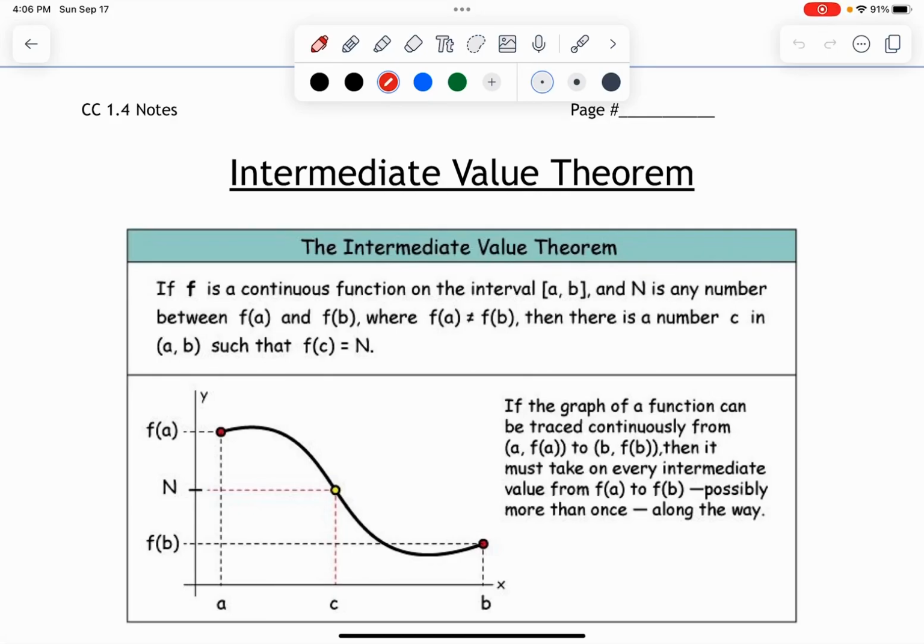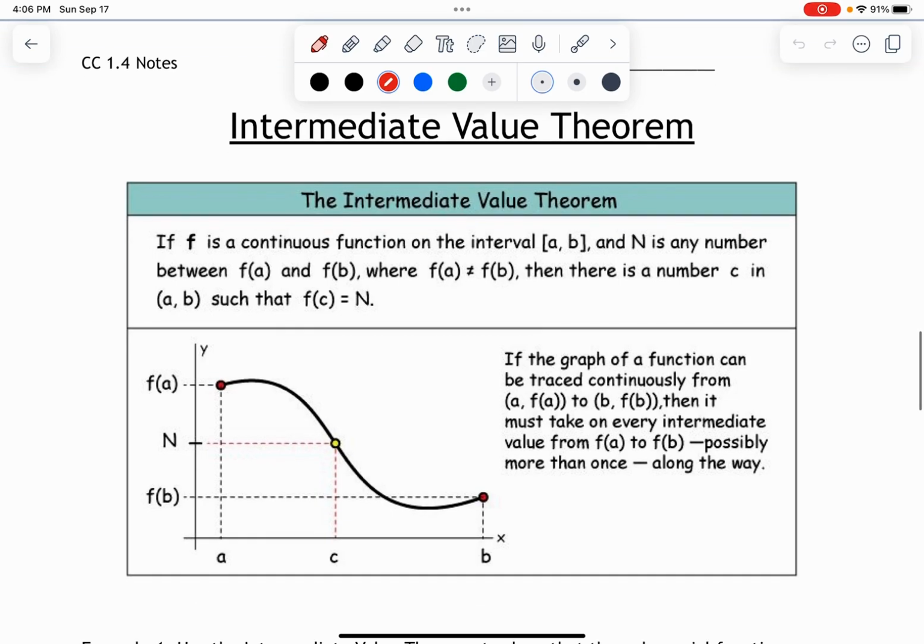We are going to talk about the intermediate value theorem. The intermediate value theorem says that if you have a continuous function, we call it f, in the interval a to b, so that means it starts somewhere on the x-axis and ends somewhere else, and n is any number in between the y values for those.